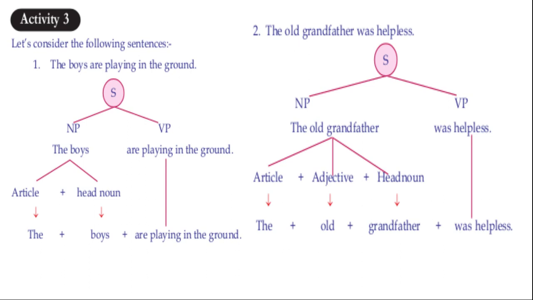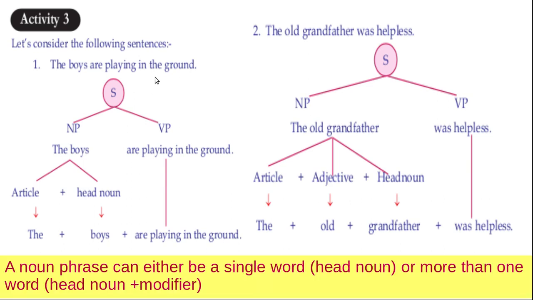That is article A, and they are articles. Old describes grandfather, that's why it is an adjective. And the head noun, the important part of the noun phrase, is grandfather, because it is the head noun. How can we find it? When we hide that word, the phrase becomes senseless, right? We can make it clearer at the end of the discussion of this part.